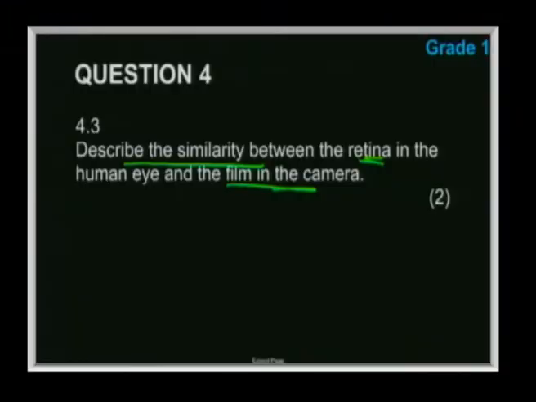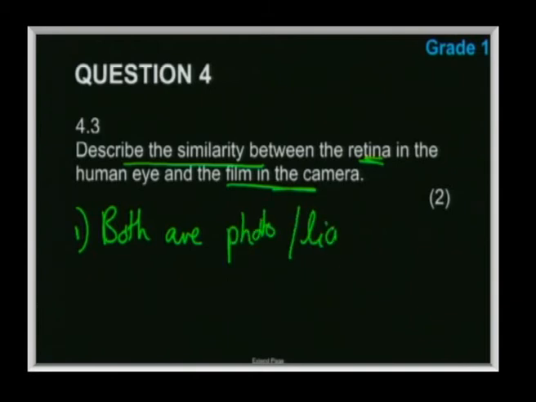Now, both the retina and the eye have one very important characteristic over here. They are photosensitive. Photo, coming from the Greek word referring to light. So the retina, as well as the photographic film over here, is light sensitive. So if they are exposed to light, an image will form over there. So that is going to be our first thing that we mention over here, is that both are photo, or if you struggle with a word, you can say light sensitive.